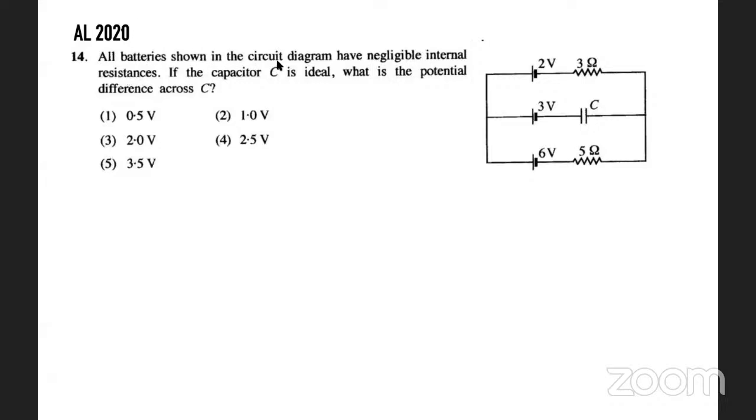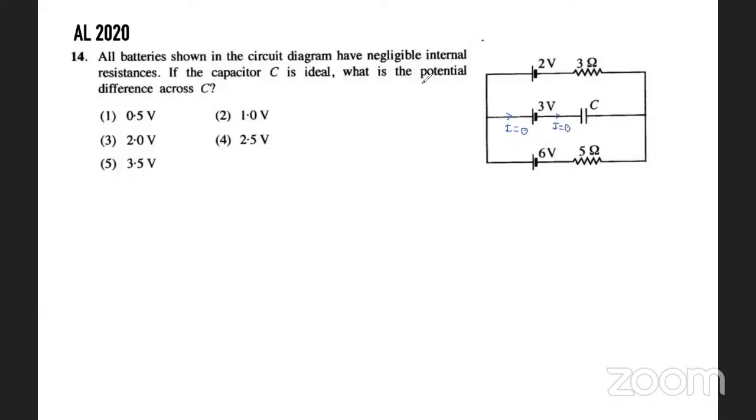All batteries shown in the circuit diagram have negligible internal resistances, so we don't have to worry about internal resistance here. If the capacitor C is ideal, what is the potential difference across C? That means it will not allow current to flow through it. Number one, no current flows through the capacitor, so I can say I is 0 here.